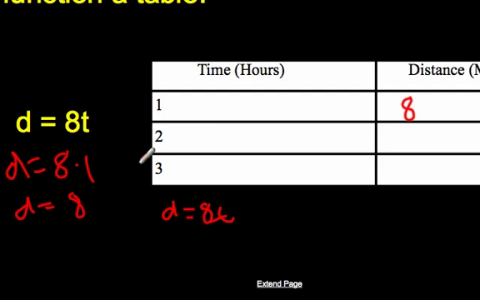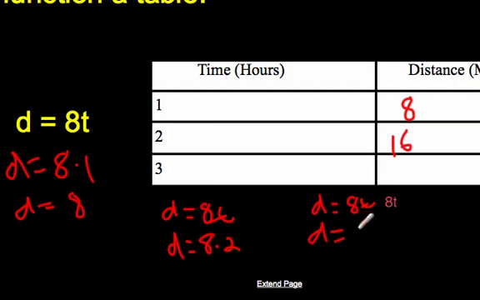And then if we did the same thing, d equals 8 times t, and this time we substituted 2 for t, d would equal 8 times 2, which is 16. So we'd write that in our chart now, 16 miles. And if we did the same thing for d equals 8 times t, when there are 3 hours, we would do d equals 8 times 3. So d would be 24 miles. We've just represented this using a table.